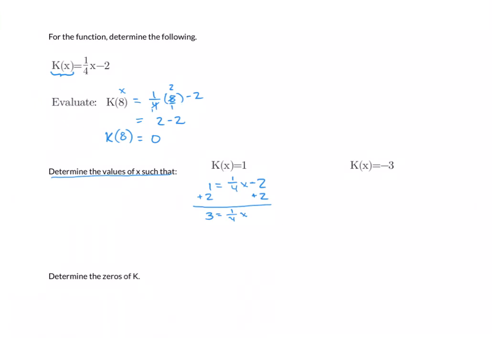And then to finish this off, to get rid of 1/4, remember to get rid of a fraction, we can multiply by the reciprocal. I can multiply both sides by 4. On the right, it cancels out, leaving me with x. And on the left, we get 4 times 3 is 12. And so what values of x is k of x equal to 1? X equals 12.